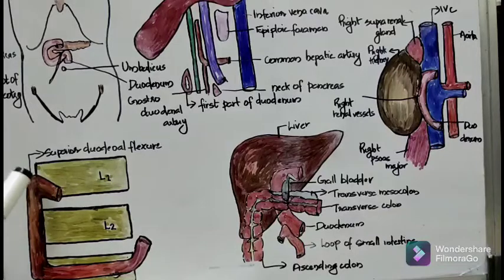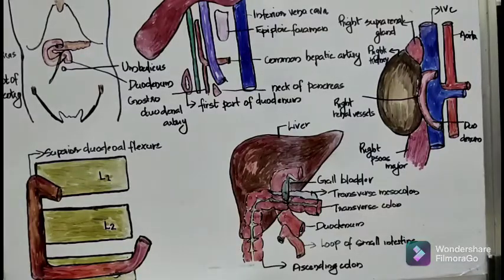Next is the distal 2.5 centimeter. This part is fixed and it is retroperitoneal. So it is seen behind the peritoneum, that is, it is covered by a layer of peritoneum on the anterior part.